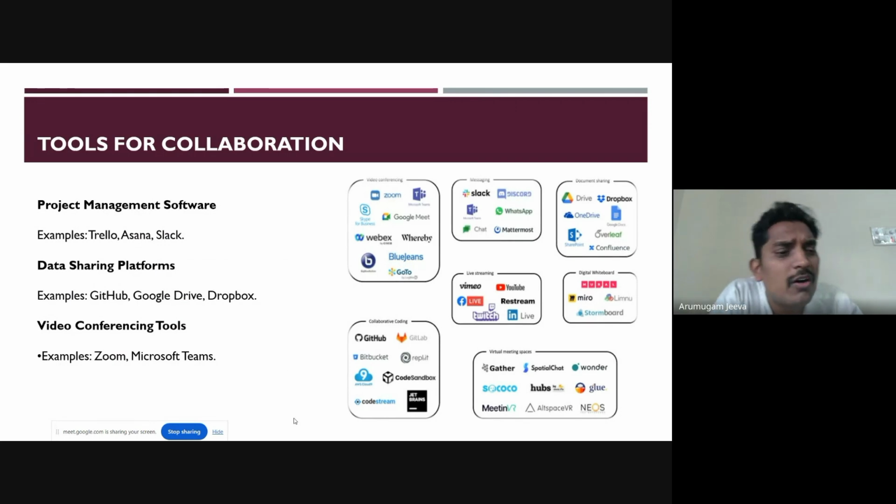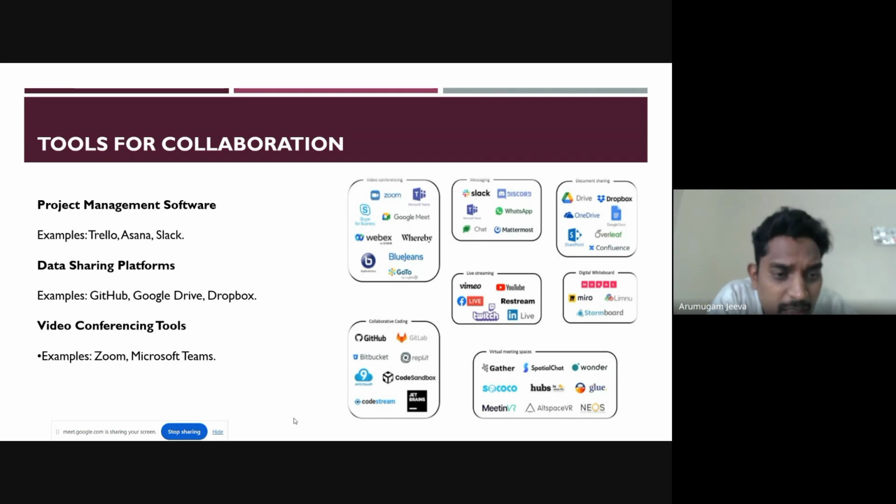And there are various tools for collaboration. Nowadays, if you take collaborating with each other, there are a lot of tools. Earlier, that was not the scenario. But right now, because of the advent of the internet and technology which we are working in, the AI tools, there are a lot of tools available for various objectives.